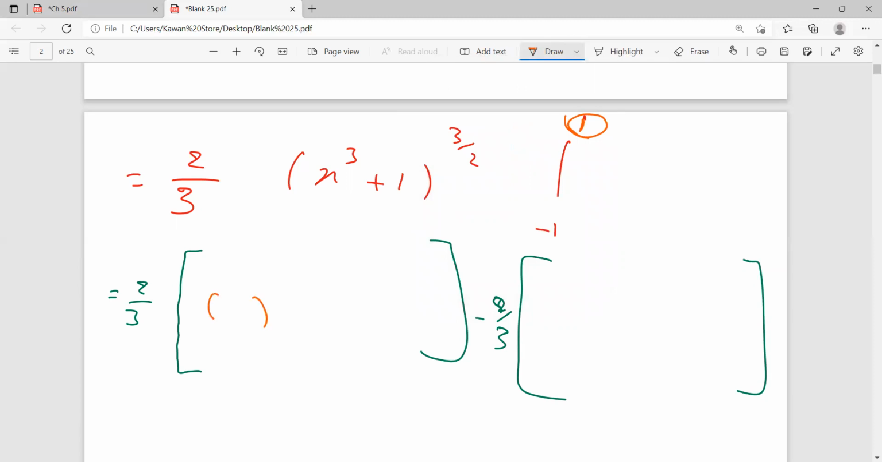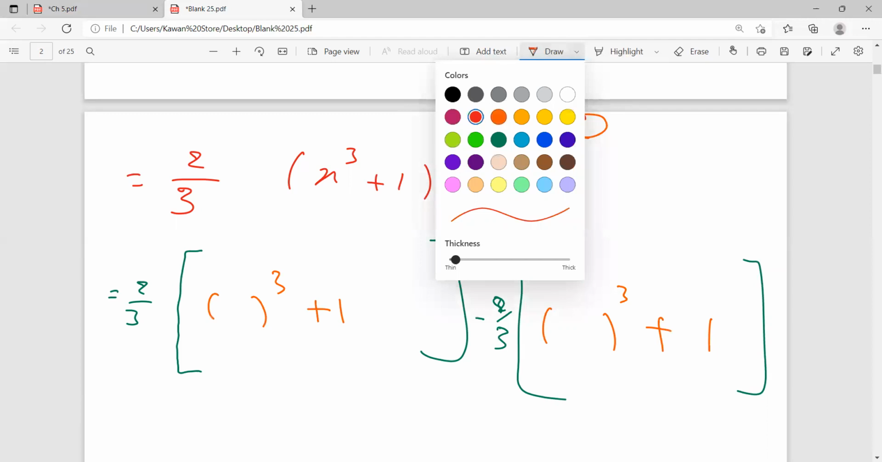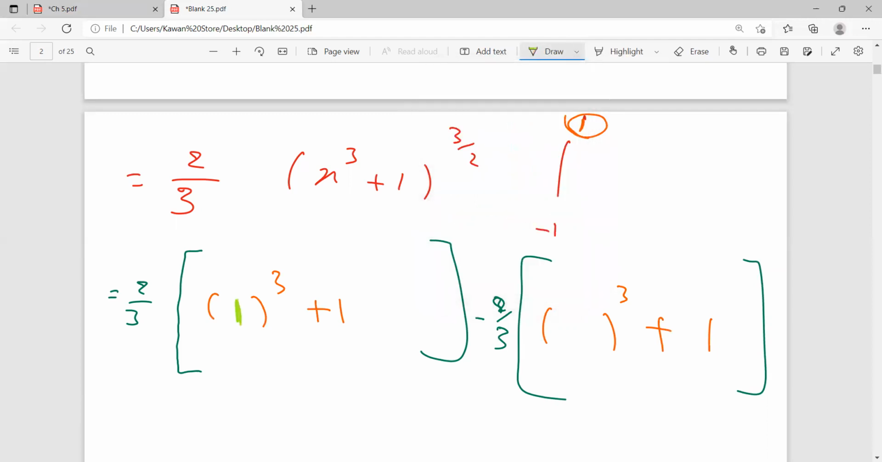So I have cube plus 1, cube plus 1. For the first, I'm going to use 1. For the second, I'm going to use minus. You got it? So first minus second. Easy, right? So this one is the definite integral, which means that you have the value and you should substitute it.